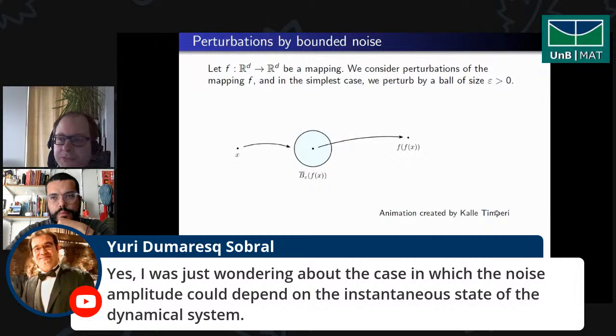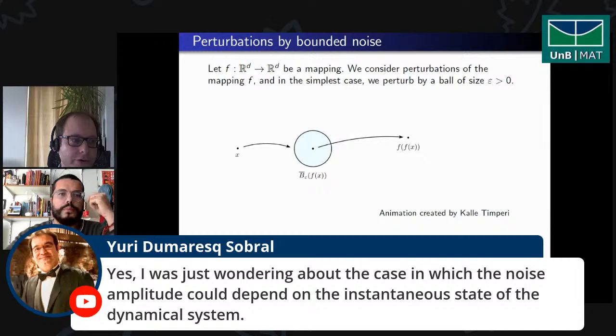So this animation was created, for instance, by Kalle Timperi. He looks into epsilon perturbations and looks at singularities which can occur. And in this case, we assume that we always have uniform noise acting.